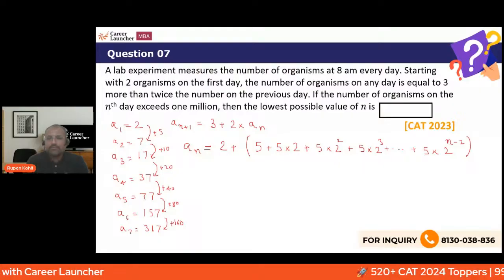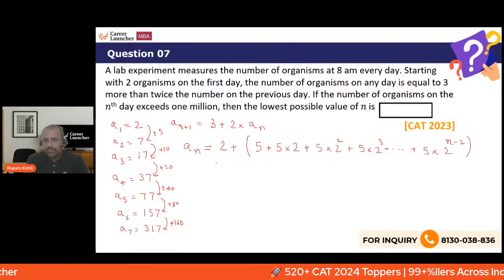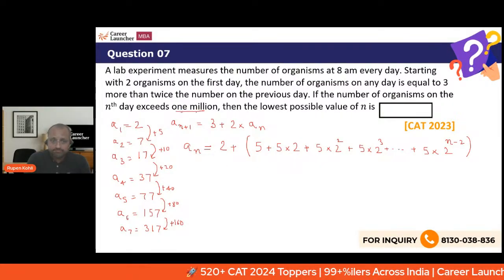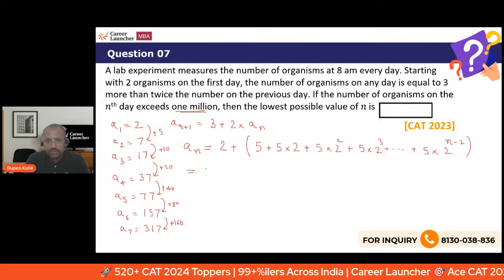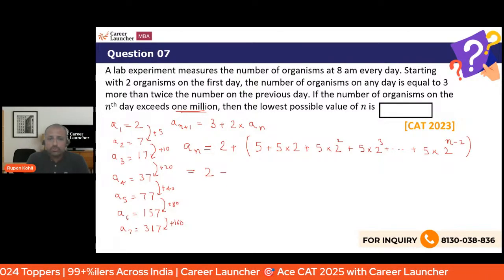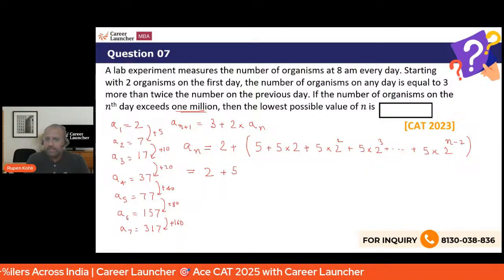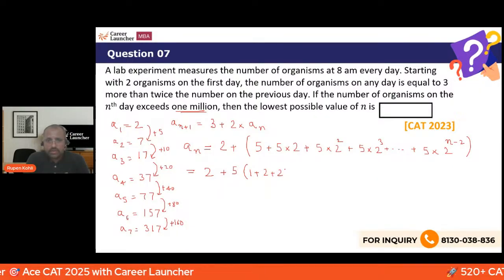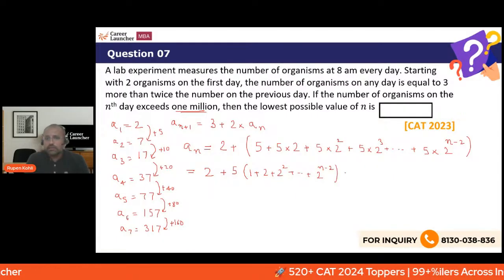So I've got a formula for the nth term, which I can first simplify, and then I have to check on this, right? So let's simplify this. We all know the formula for the summation of a GP, a standard result. So 2 plus 5, let me take 5 common, and then we have 1 plus 2 square up to 2 power (n minus 2), bracket closed.